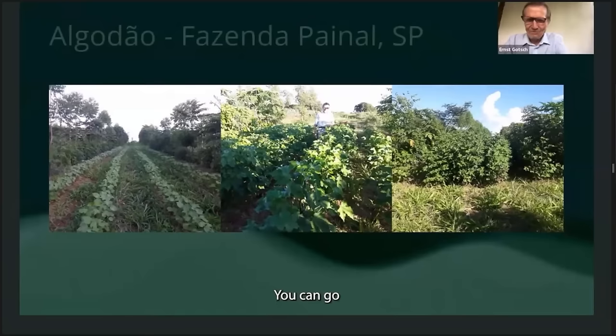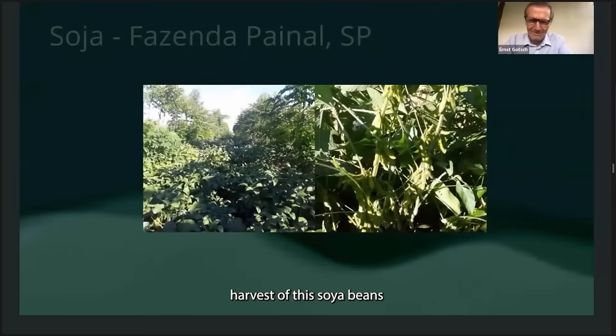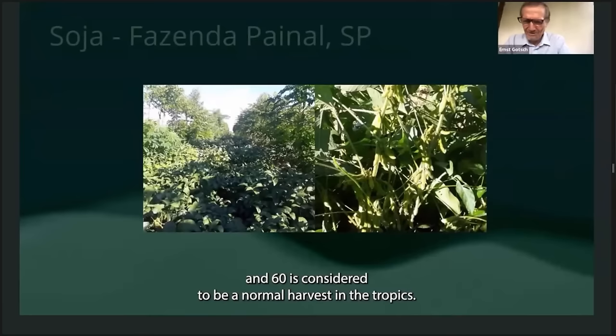You can go to the next photo. There is soybeans alone. So we see the harvest of these soybeans, 80 to 90 bags of 60 kilos per hectare. 60 is considered to be a normal good harvest in the tropics. So it's 30 to 40% more. And no pesticides, no insecticides, no fungicides, and no fertilizer we brought into the place.